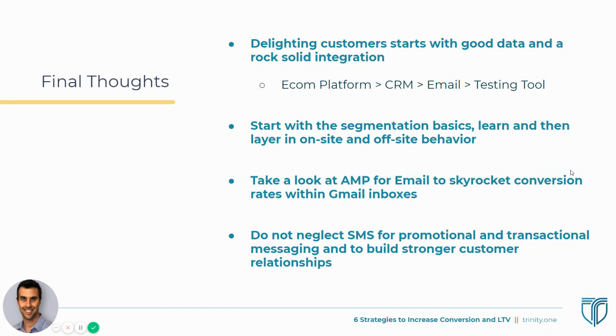Also, I highly recommend the third bullet here. Take a look at AMP for email. This is going to skyrocket your conversion rates within Gmail, especially if you're in B2C. You have to take a look at AMP for email. And then lastly, don't neglect SMS for stronger promotional sends, transactional messaging, and to build better relationships.